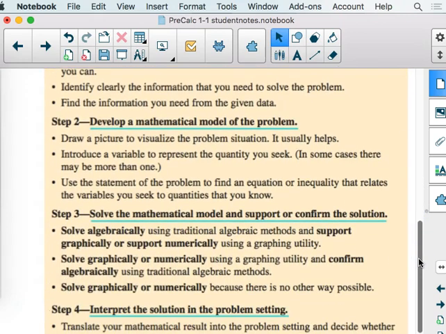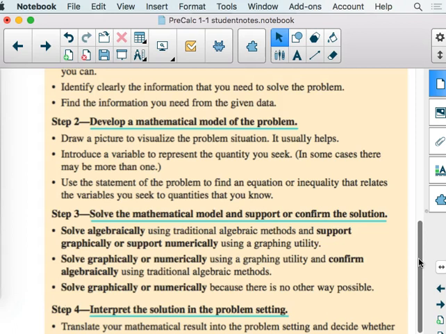Develop a mathematical model of the problem. So draw a picture to visualize that problem situation. It really helps. Introduce a variable to represent the quantity you seek. What are you looking for? Make it x. Whatever. Usually with the word problem, we'll try to connect it to what it is we're looking for somehow. If you're looking for cost, maybe you'll use a C.